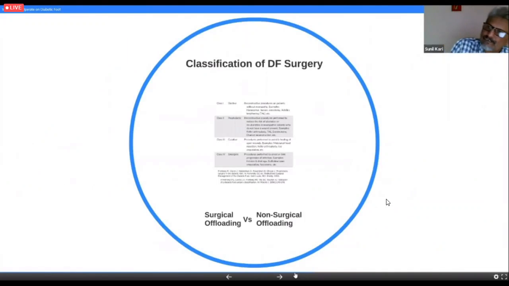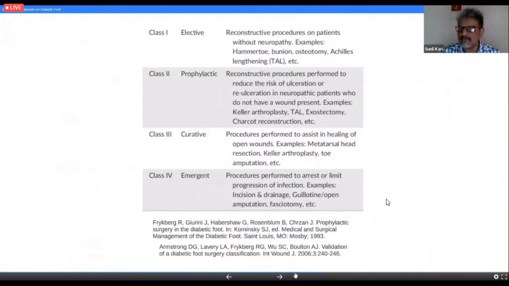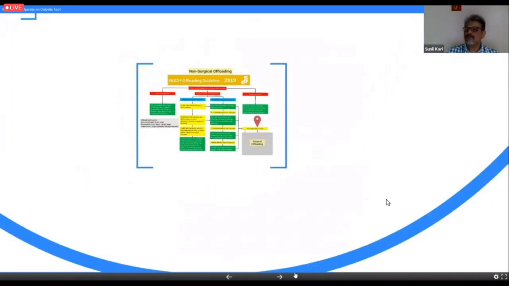So we know that we have a classification of diabetic foot surgeries. These surgeries are of different types. Elective and prophylactic are very, very important, and curative is what we opt for healing of the wounds. So these versus non-surgical offloading have to be thought of.